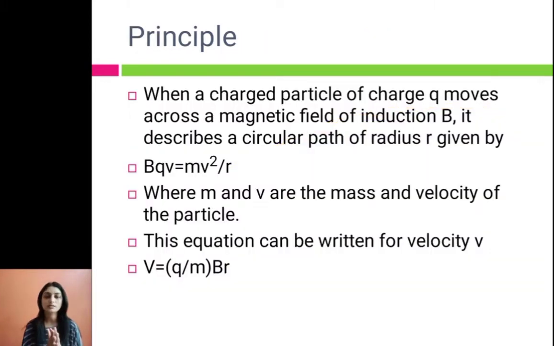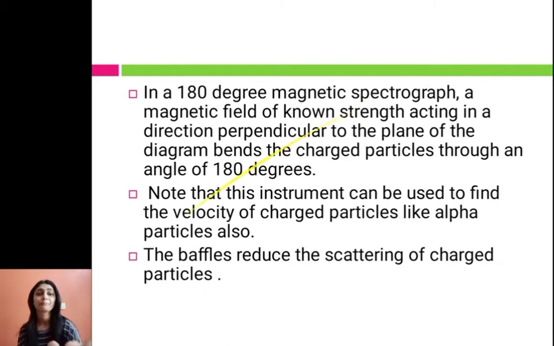This is based on the principle that when a charged particle of charge Q moves across a magnetic field of induction B, it describes a circular path of radius R. Now we know that the magnetic force BQV is balanced by the centripetal force mv square upon R. So BQV equals mv square upon R. One V will get cancelled, and if we write this equation in terms of V, we get V equals QBR upon m. That is how we can find out the velocity of beta particles.